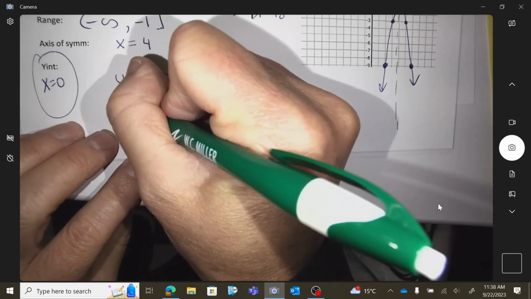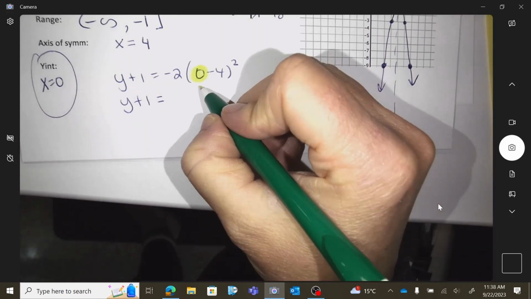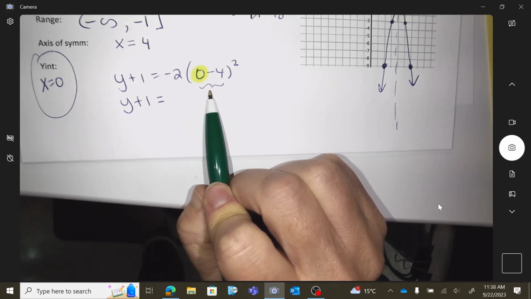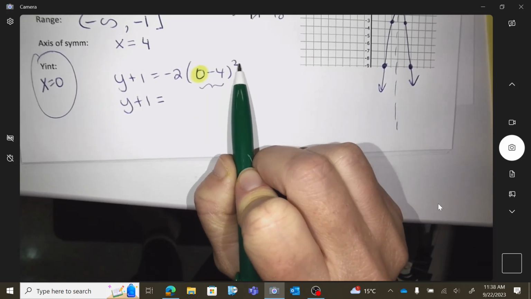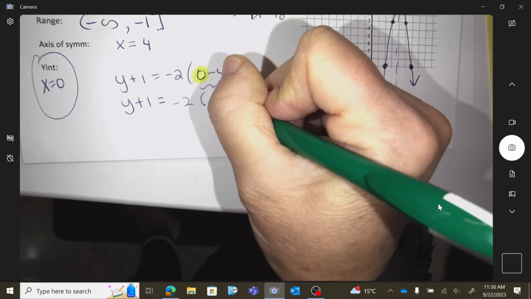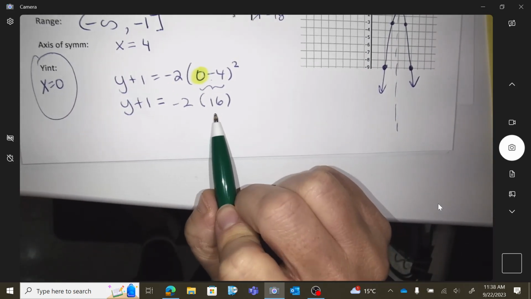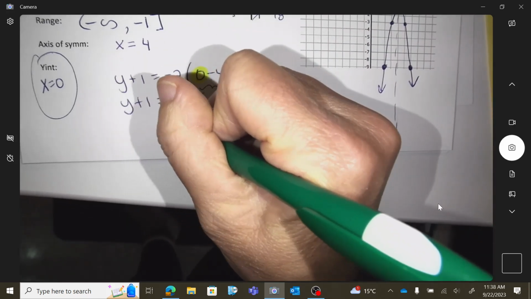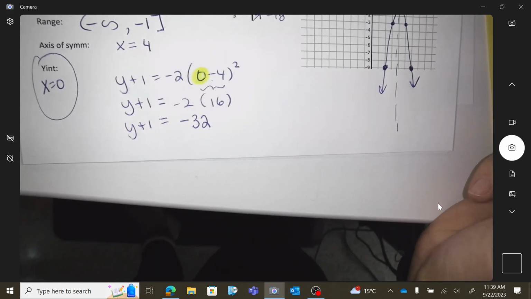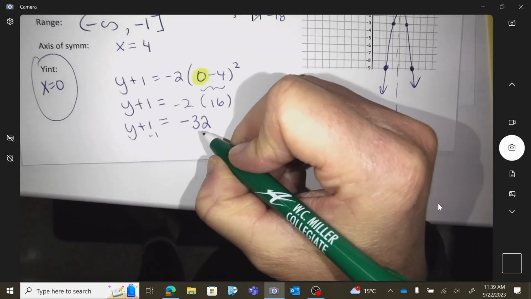Okay, BEDMAS. Brackets. Okay, -4. Got it? What is -4 squared? +16, right? Now, times that by -2. So now we're at -32. Then I still have to do what, algebra? -1.